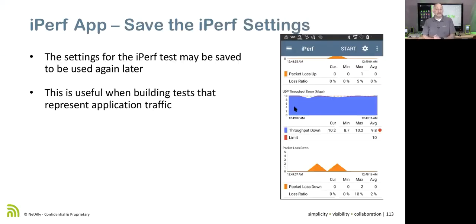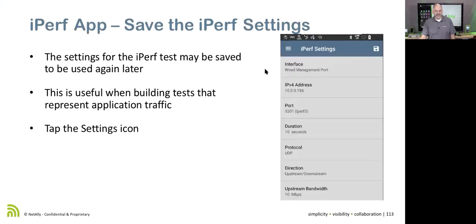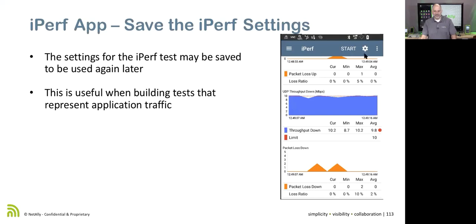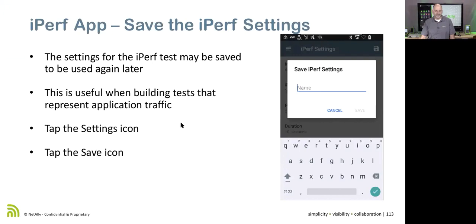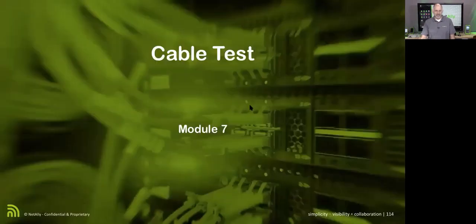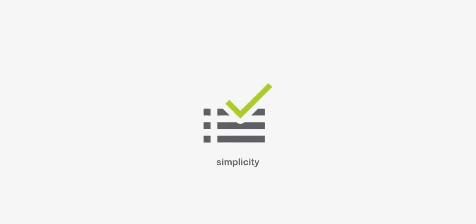Now, you want to save your iPerf settings. You want to be able to run iPerf again with those same parameters over and over again. Well, that's where we can come in. We can go into our iPerf settings, click on the settings. There's my save icon. I can say save as. So we can take all those iPerf settings that we set up in there and save those out. Give it a name. It's going to save that.